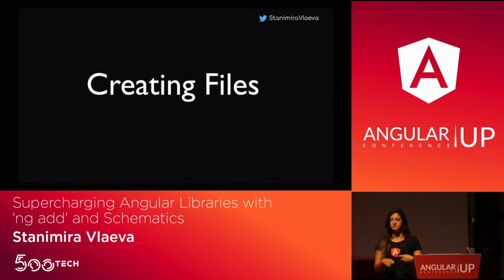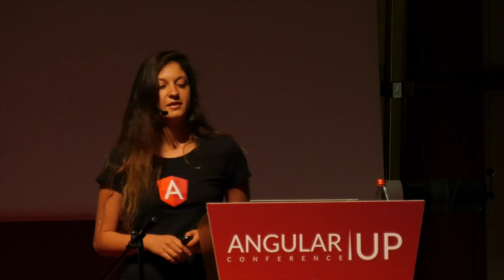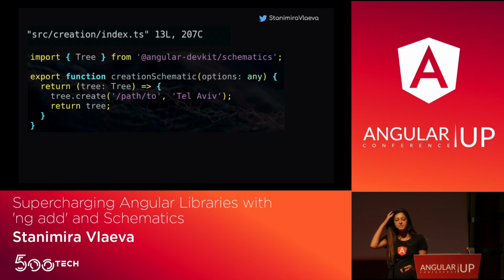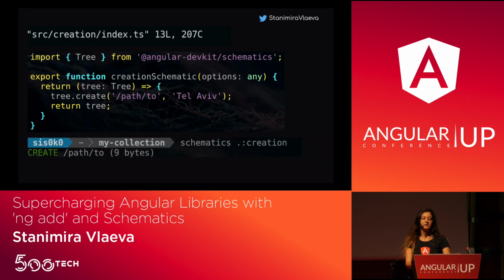How do we create files? A bit more useful content. We're getting there. We're getting there. Tree.create is the way to create files. You have to specify the path to the file, and the second argument is the stringified content of the file. So when you execute that, the file will be created, and it's going to contain the content you specified.